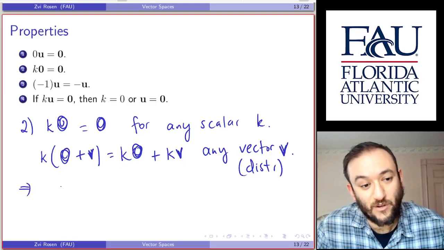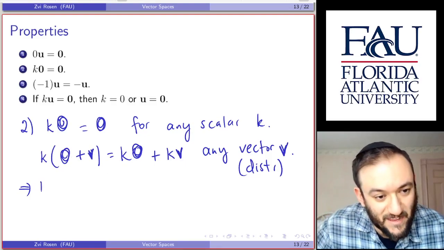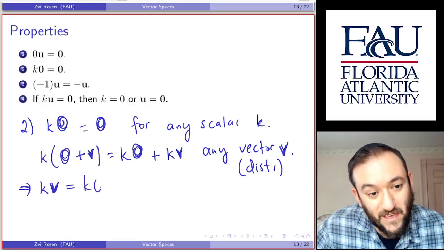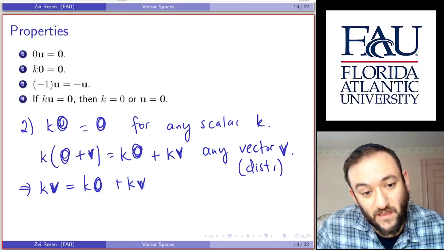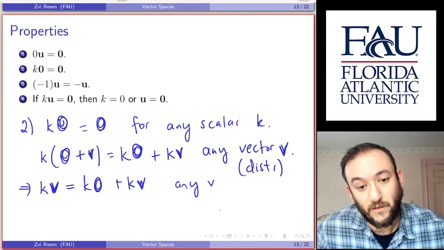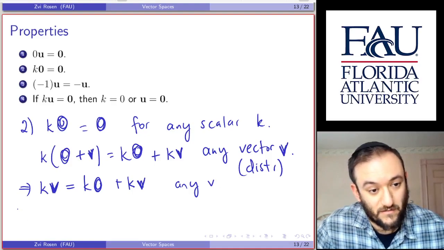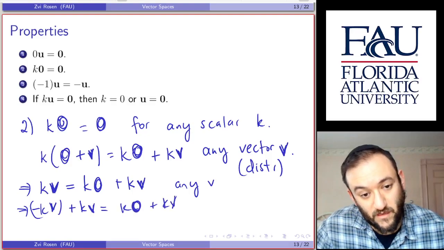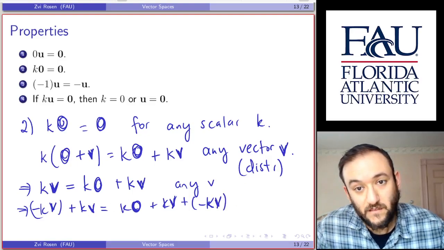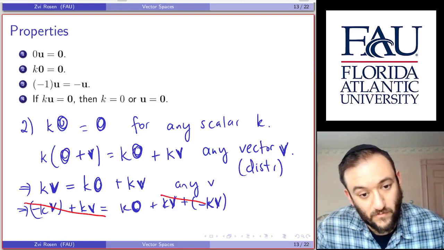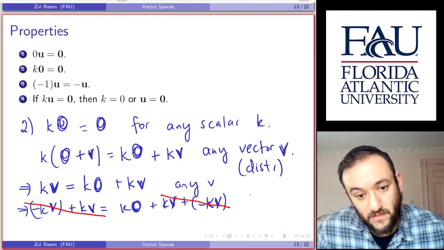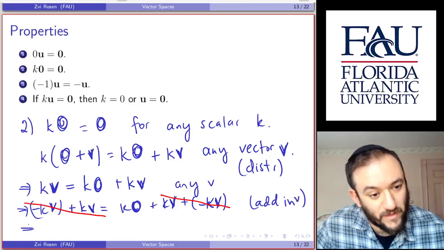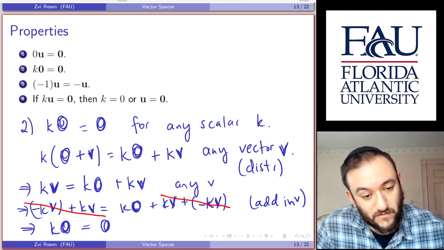But we know that v is equal to 0 plus v. So that means that kv is equal to k0 plus kv for any v. Well, then we can add the additive inverse of kv on either side. Okay, so minus kv plus kv equals k0 plus kv plus minus kv. And then we deduce that these things cross out. We know that these are available by virtue of the additive inverse. And what we're left with is that k0 is equal to the 0 vector. Okay?